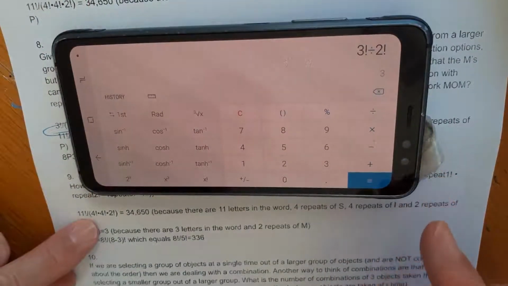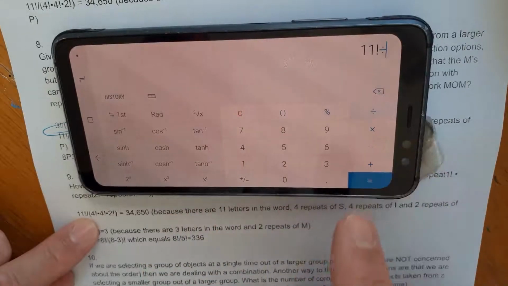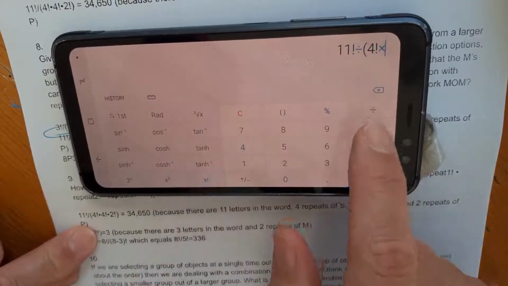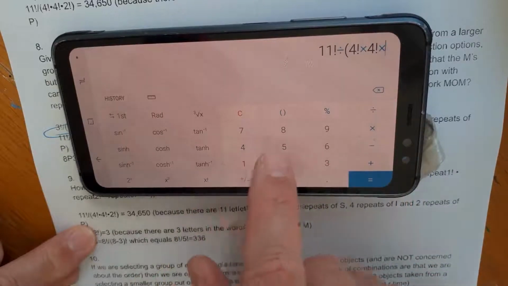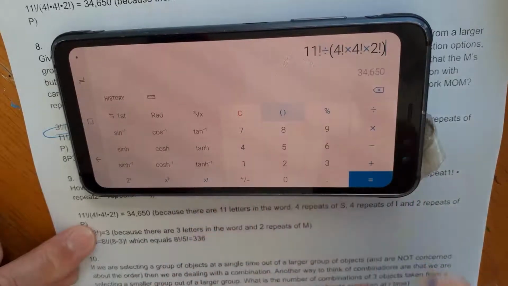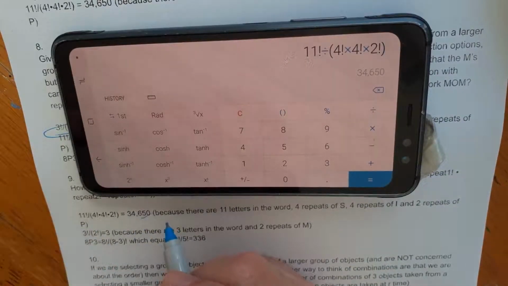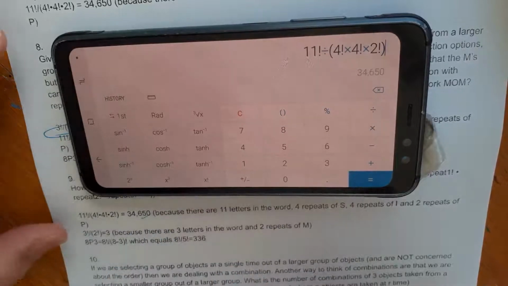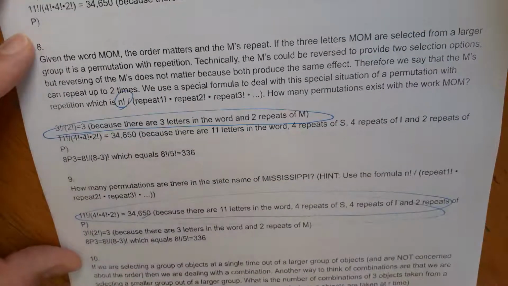All right, we're going to type this in. We're going to type in 11, let's clear, 11 factorial divided by parentheses 4 factorial times 4 factorial times 2 factorial, parentheses close, 34,650. Please put this calculation into your calculator. Even though you already know the answer, you're trying to mimic the same result and see if you can type in those numbers. So this one here, we're circling this whole first option, option A.